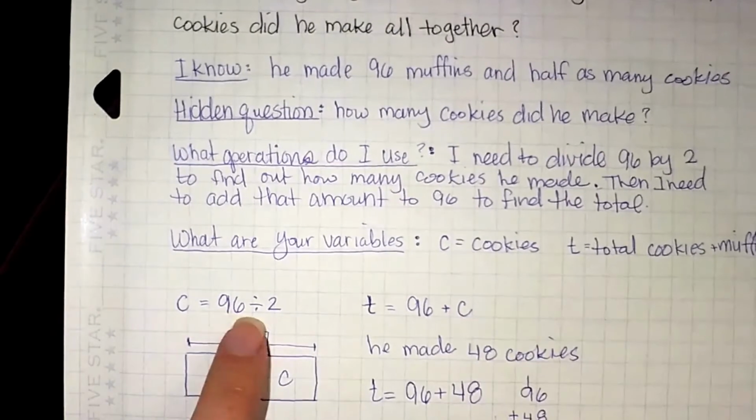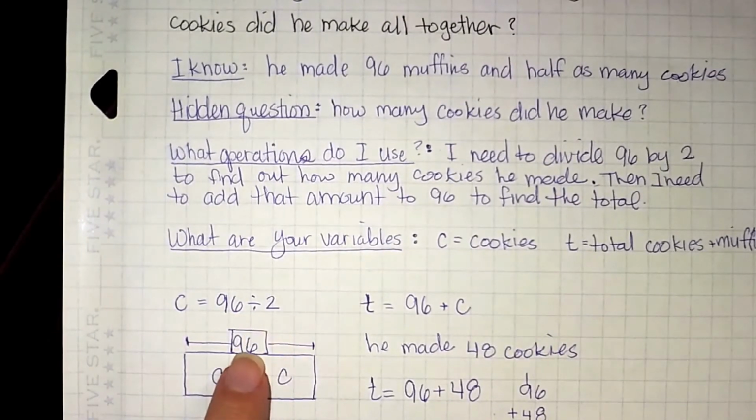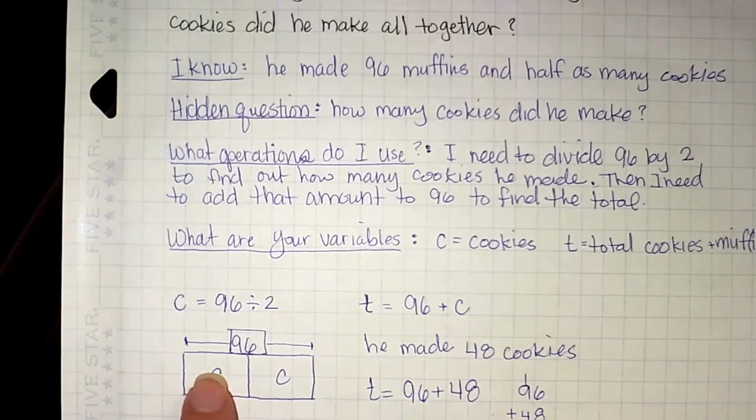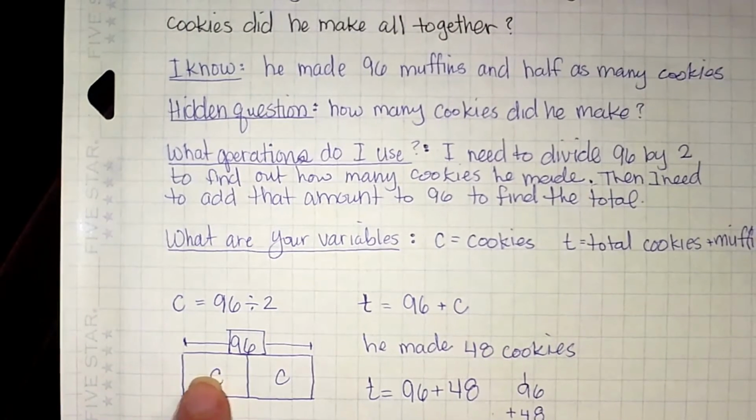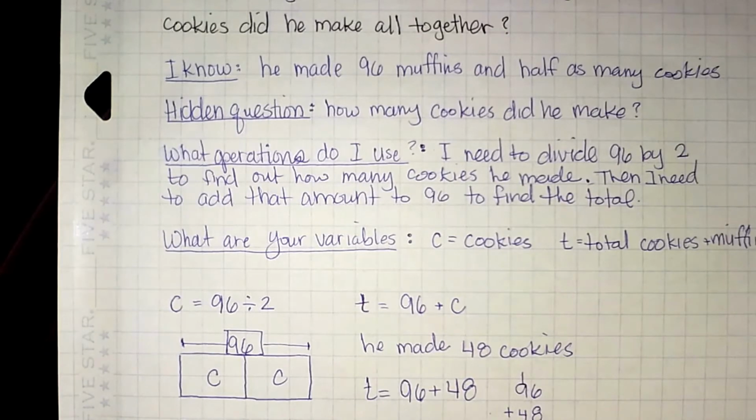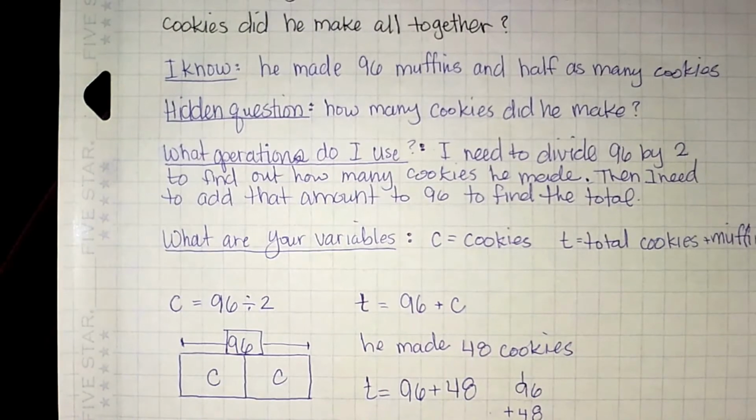C is equal to 96 divided by 2. So 96 is my total, and I'm dividing it into two groups because remember they said that he made half as many cookies as he did muffins. So if 96 is the total number of muffins, I need to figure out what half of that is to figure out the number of cookies. So I need to do 96 divided by 2.